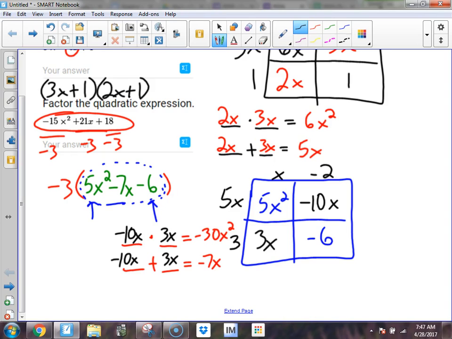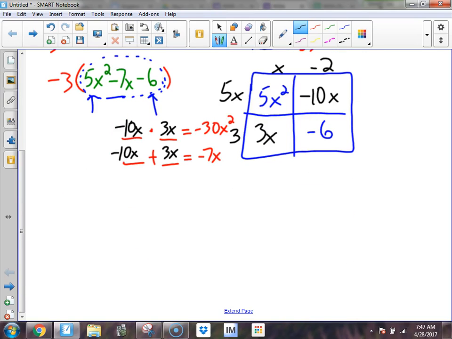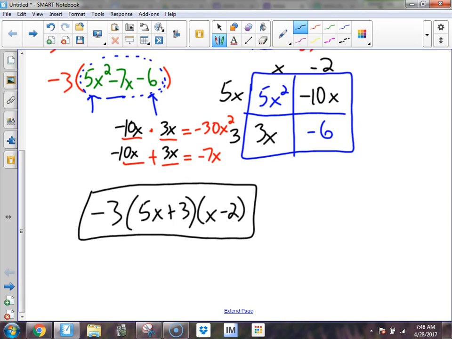3. Remember that at the very beginning I divided by -3 to everything. You don't want to forget that. Okay? So -3 is going to be a part of my answer. Then I'll put the 5x plus 3 in parentheses. And then I'll put the x minus 2 in the other parenthesis. This is the final answer to the second problem. So those two problems are what we were trying to do for this. This is objective 21.2a.